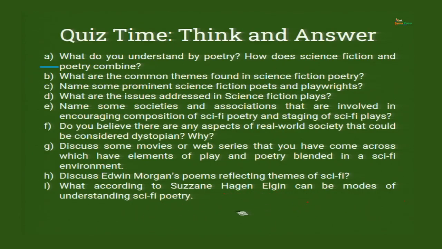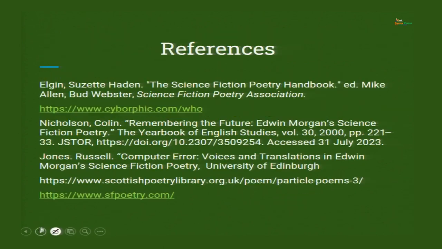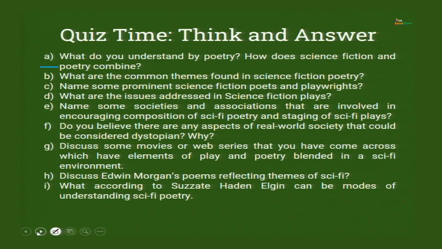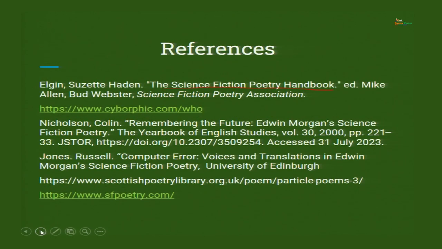If you require further help or references, here is another slide for you. If you just go to Google Scholar, it's a search engine actually, you type the Science Fiction Poetry Handbook, you will get the handbook, and there you will get all the details of the poems and the poet Elgin, that is Suzette Haden Elgin. Alright, so moving on to the reference section, Elgin, Suzette Haden, you will find this book available as I have mentioned already. This is the website that we were discussing.